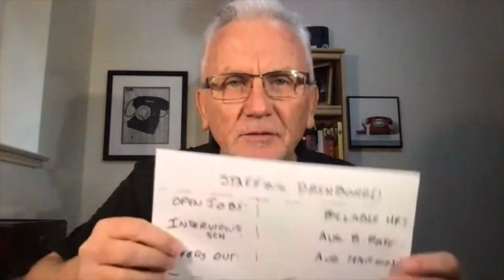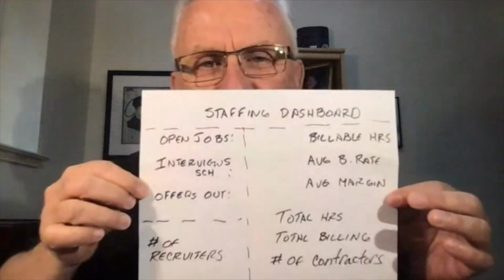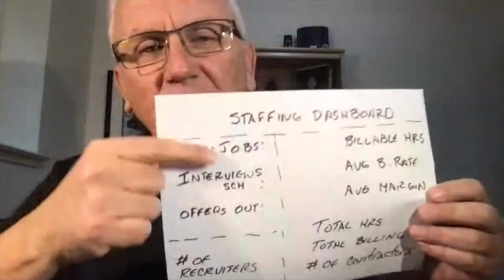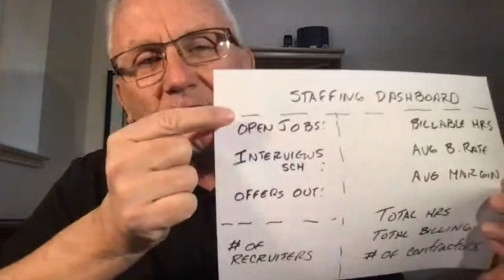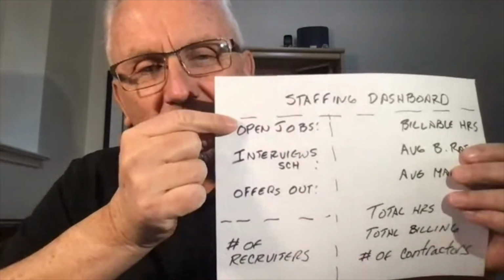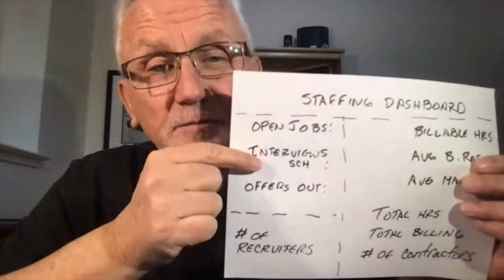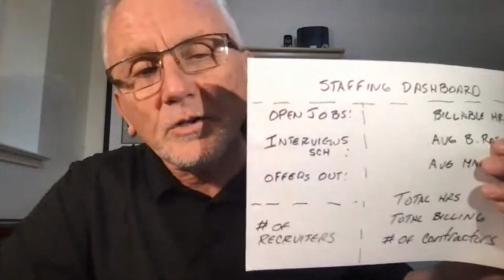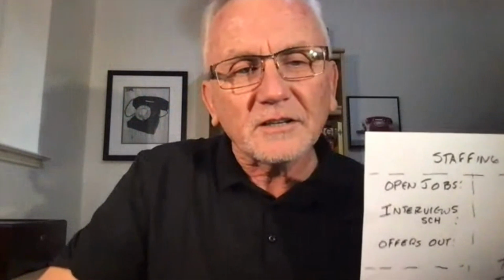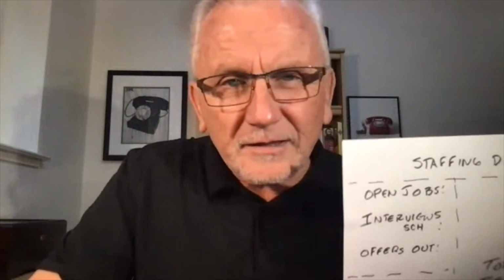So here's what's on my staffing dashboard. On one side are my sales opportunities, which is simply how many open jobs do I have for the whole company? How many interviews are scheduled against those open jobs and how many offers out? Now, I know you could put a lot of things on your dashboard.